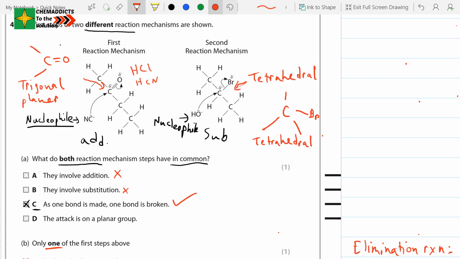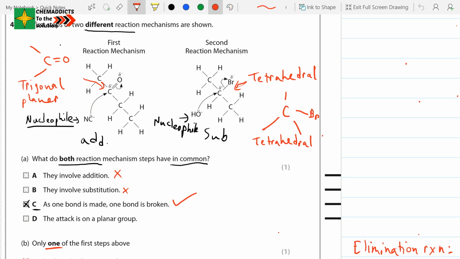Okay, so as a result, there is no product such as HCl or water. There is no possible byproduct such as water or HCl in this reaction. That is why this shouldn't be the elimination reaction for this first reaction mechanism.